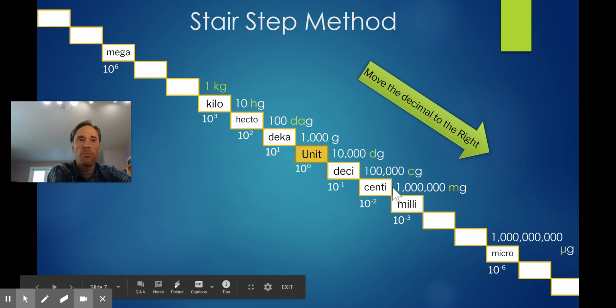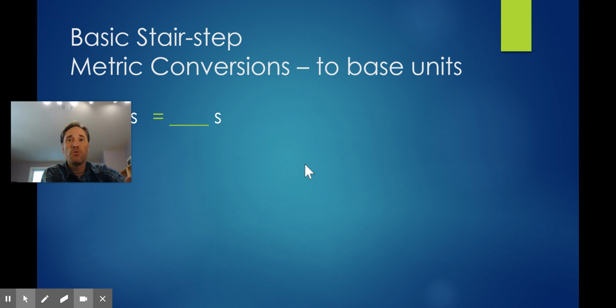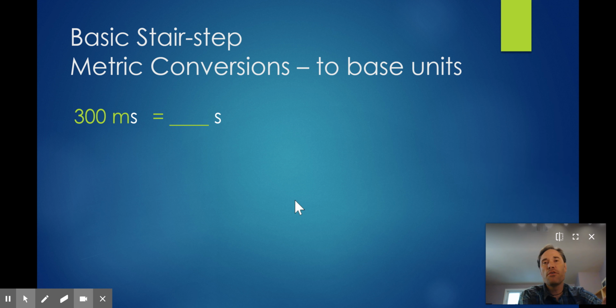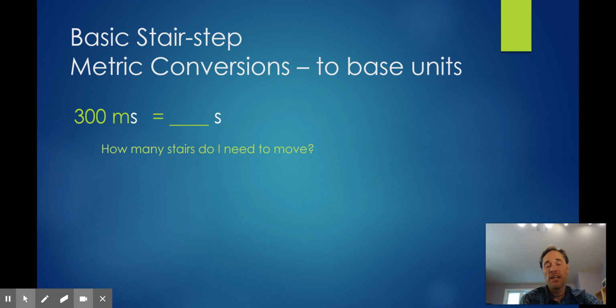Now, as we go into it, let's take some practice and figure out what to do with this. So the easiest type of conversion here is to go from some sort of unit that has a prefix on it to what we would call the base unit. So in this case, it's a millisecond. If I've got 300 milliseconds, how many seconds is that? And I can walk down my staircase or up my staircase to figure this out. So the first thing you need to figure out is how many stairs do I need to move and in what direction am I moving on the staircase?